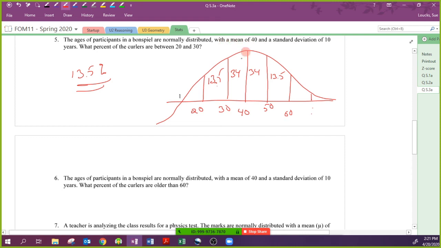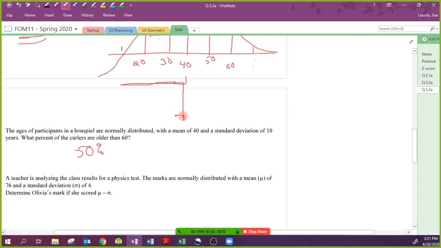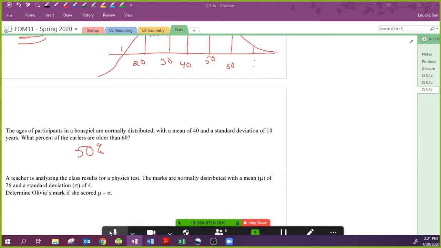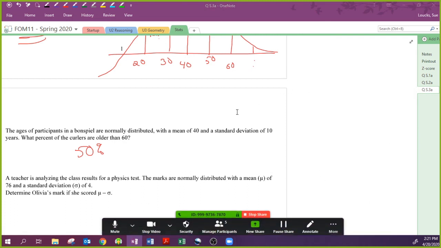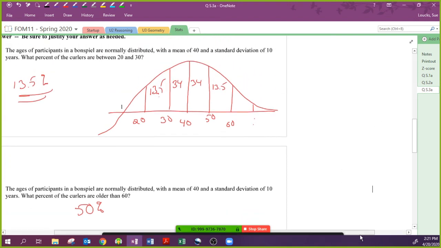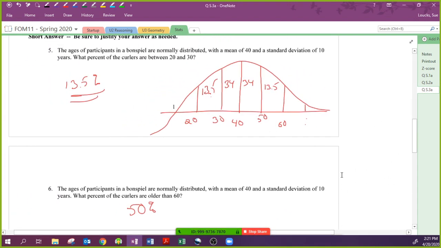So what we have to do is take the 50, that 50% that's less than 40 years old. How am I going to fix this? Okay, so you need the 50% that's less than 40, and then you're going to add the 34% that's 40 to 50.